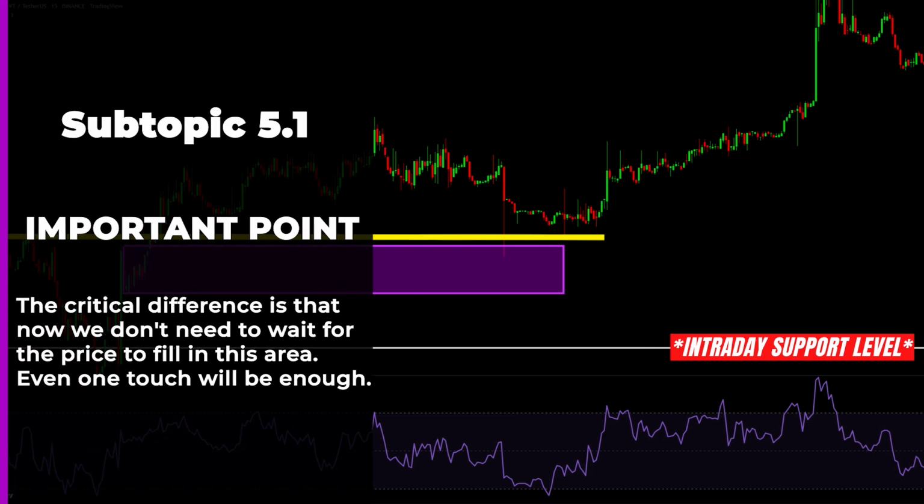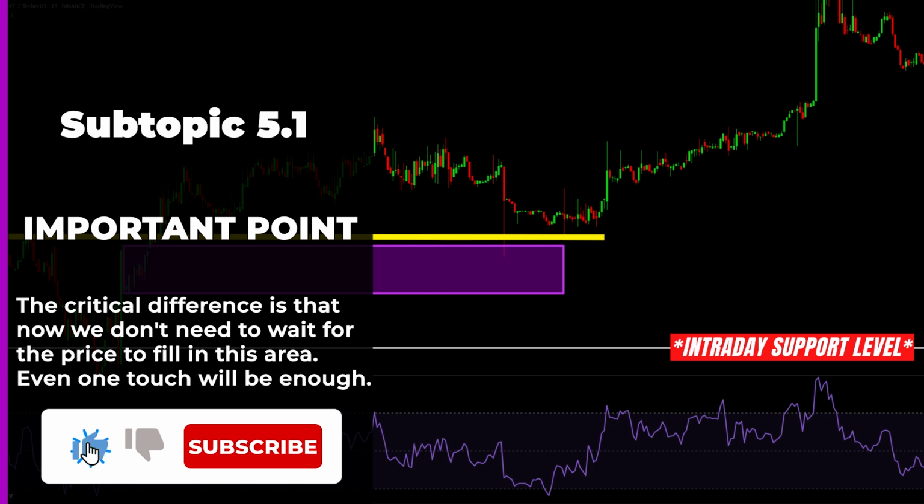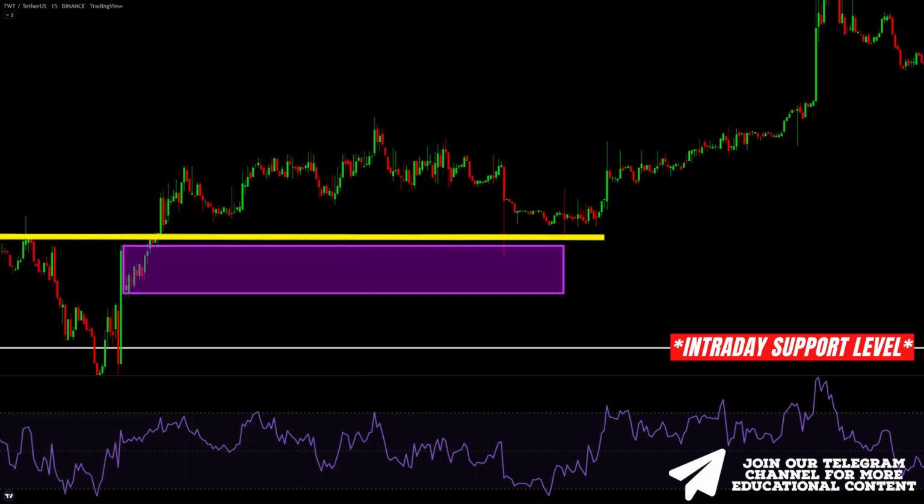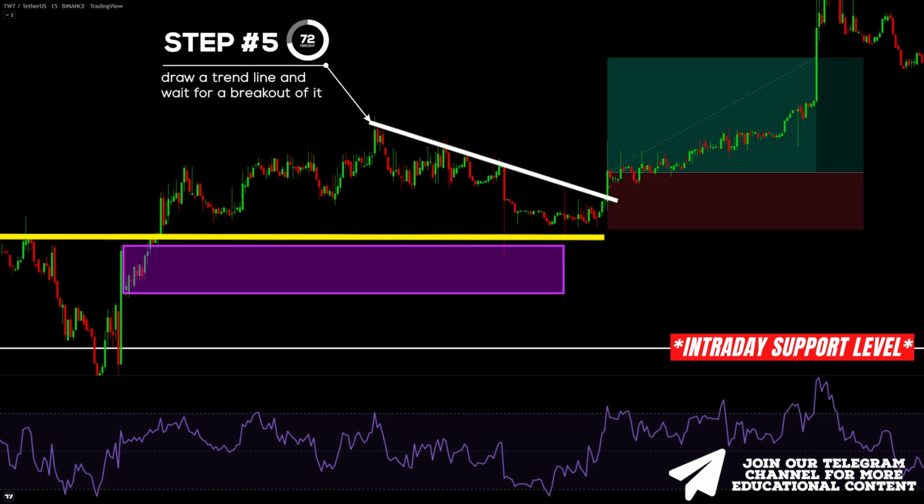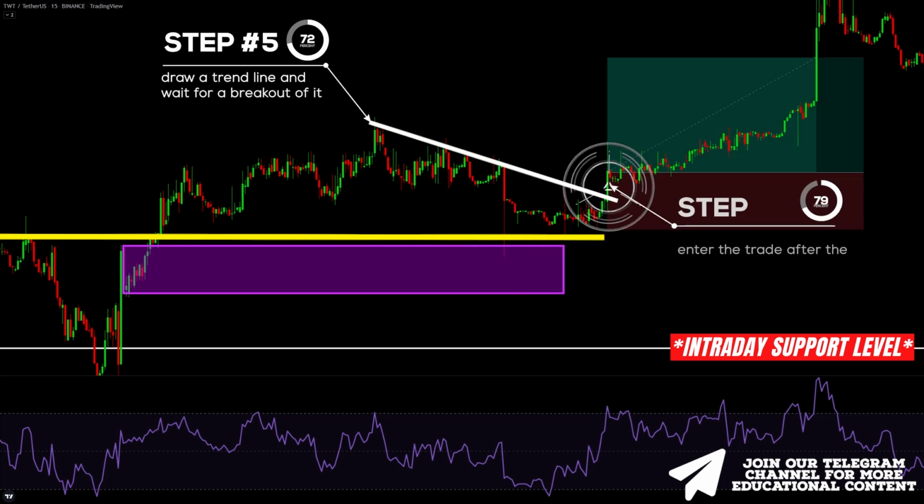Moreover, the critical difference is that now we don't need to wait for the price to fill in this area. Even one touch will be enough. So, once the price touches our highlighted area, we must draw a trend line by connecting the swings along the top. We enter the trade on a breakout above this trend line, with a stop loss below the recent low and target 2-for-1 risk to reward. Once again, the price smashed the target.